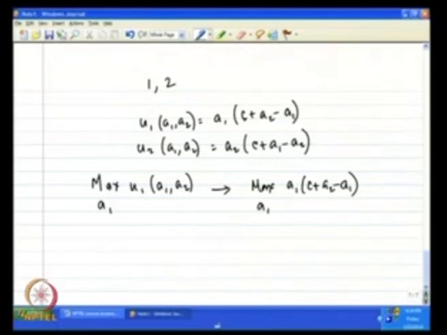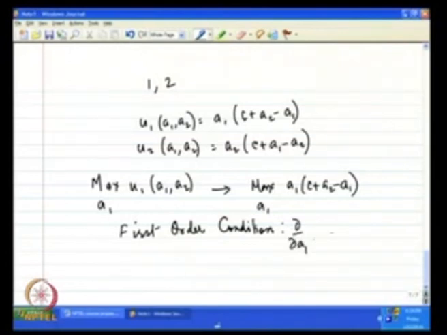Now, this is a very common problem in differential calculus. If I want to maximize a function with respect to a variable, I have to satisfy what is known as the first order condition, which is that the derivative of this function with respect to A1 has to be equal to 0. This is the first order condition.